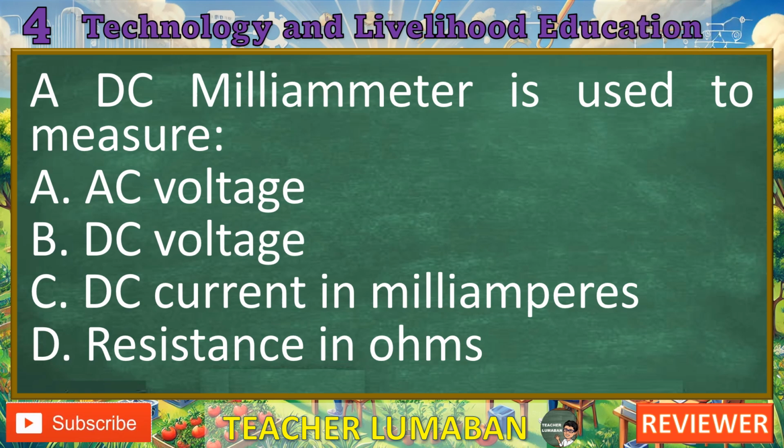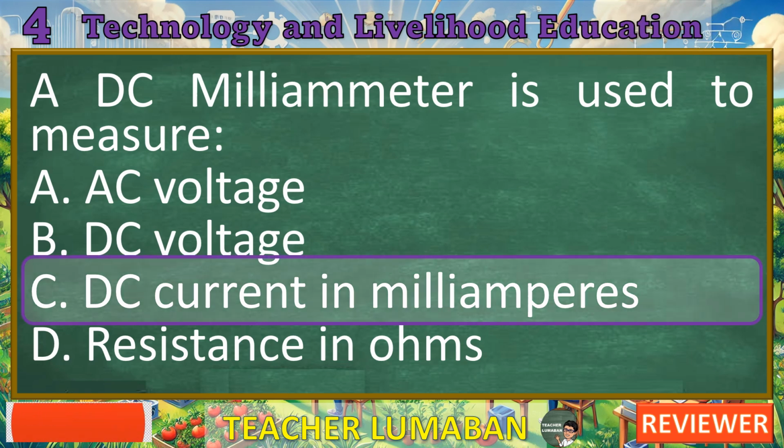The best answer is C. DC current in milliamperes. Explanation of each choice. A. AC voltage, a DC milliammeter is not designed to measure AC voltage, this requires an AC voltmeter. B. DC voltage, while it is a DC instrument, a DC milliammeter measures current, not voltage. A DC voltmeter would be needed for measuring DC voltage.